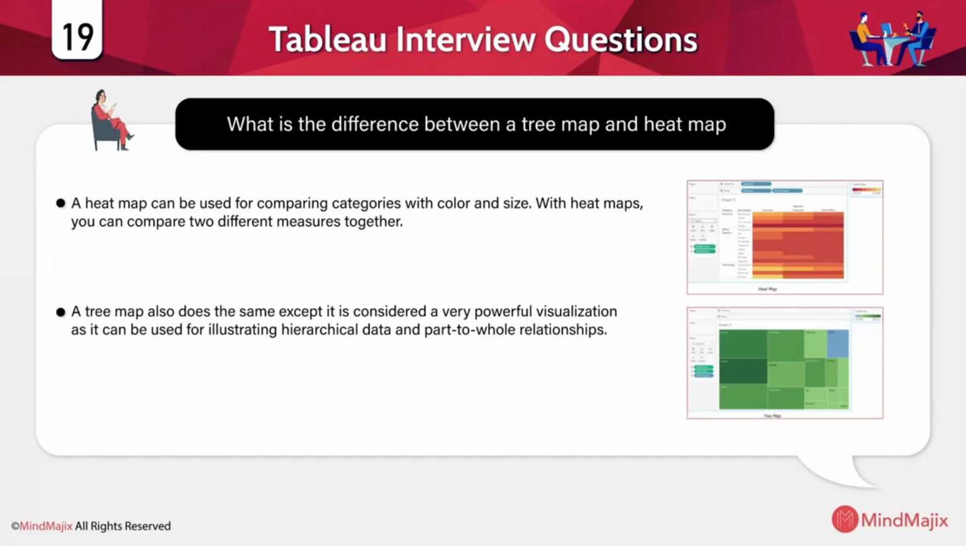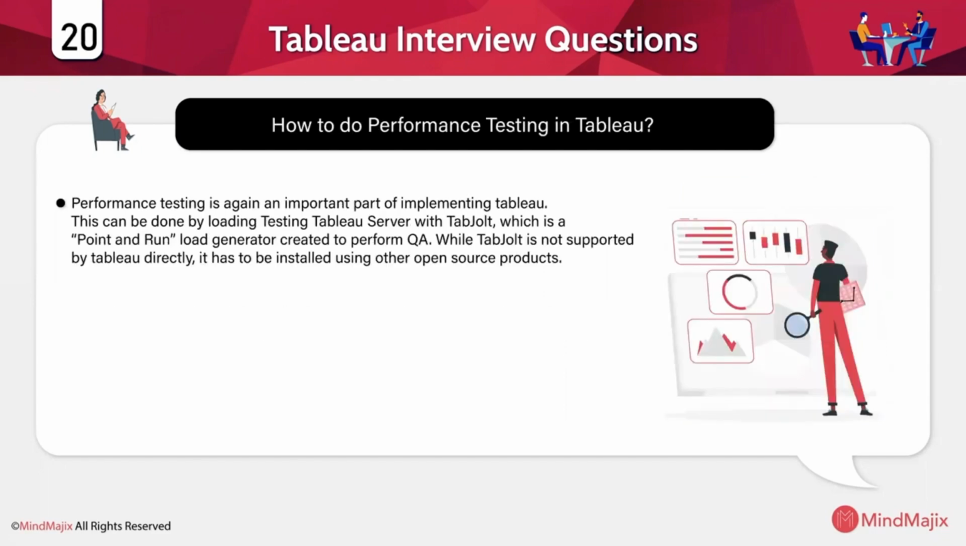But whenever we talk about the tree map, this is the same aspect. It is considered a very powerful visualization, as it can be used for illustrating hierarchical data and a part-to-whole relationship. Basically, the tree map works for categories and the heat map works for continuous things. That's why one works for regression type of things and the second works for classification type of things.